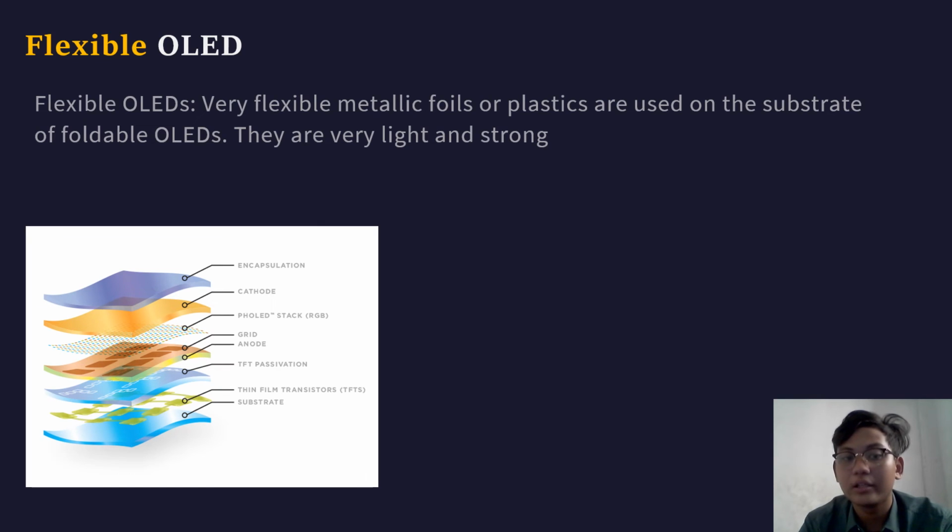Flexible OLED. Very flexible metallic foils or plastic are used as the substrate of foldable OLEDs. They are very light and strong. They are used in cell phones, making the products stronger and reducing breakage issues. Other areas where these types can be integrated are computer chips in devices.